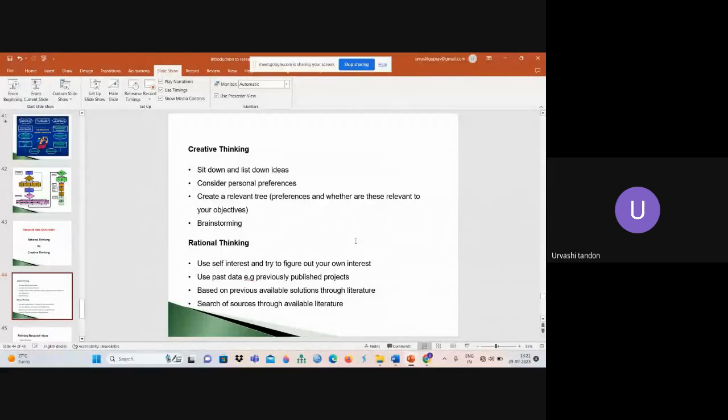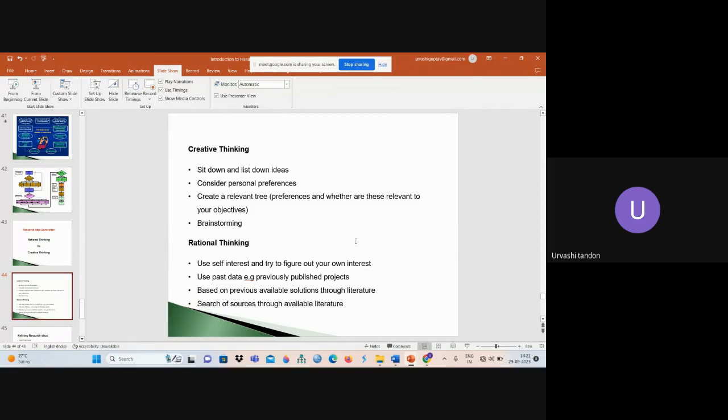Because let's say you have the topic of online shopping, fine, I want to do research on online shopping. Then what you will do is sit down and find the research papers, and then find out, okay, these are the research papers which I already have, what they have done and what they have left.